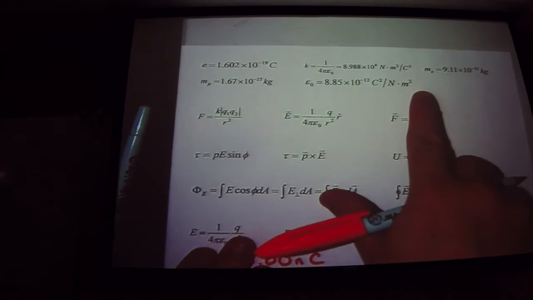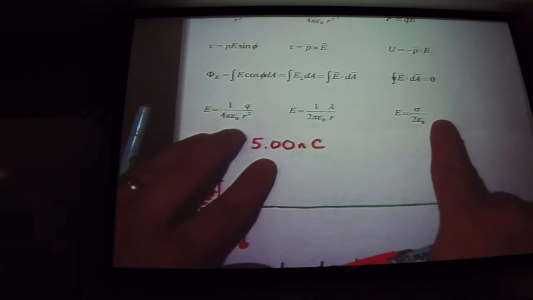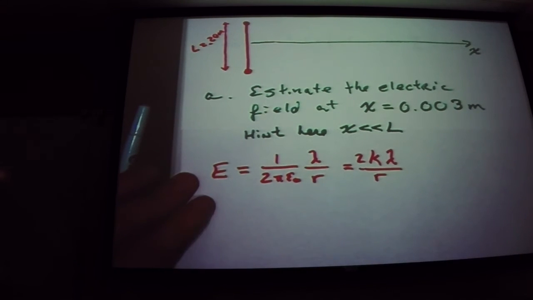I gave that to you up here, and I also gave you epsilon naught itself. The only reason I gave you these formulas instead of the formulas with K's in them is because these are the ones that are in the textbook. I just did this so I could calculate it easier.